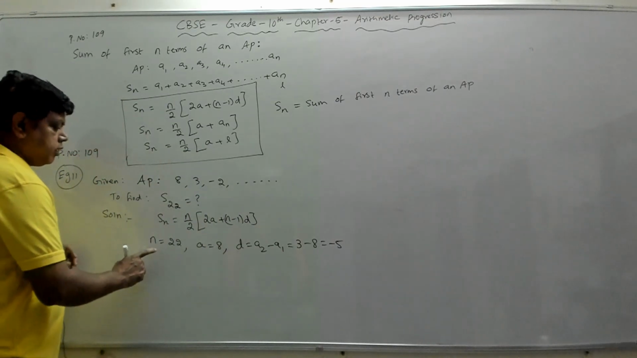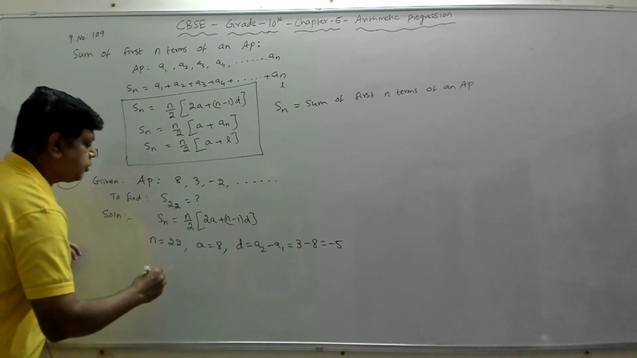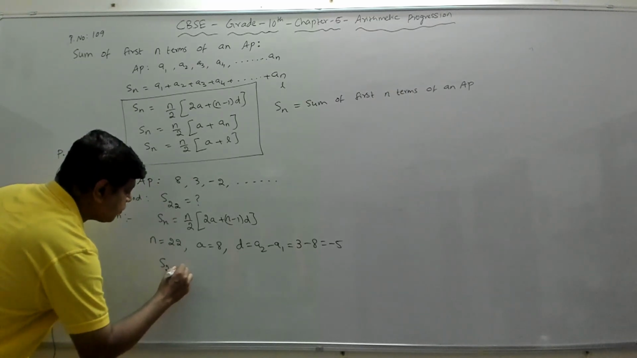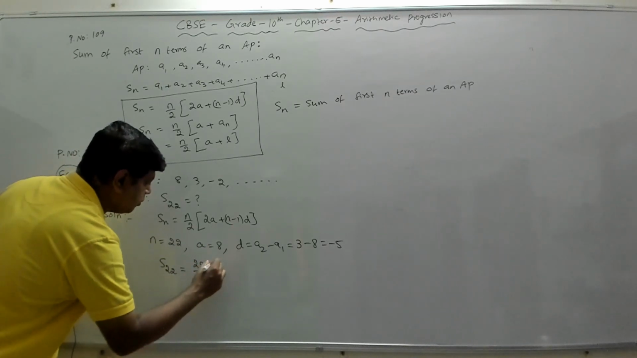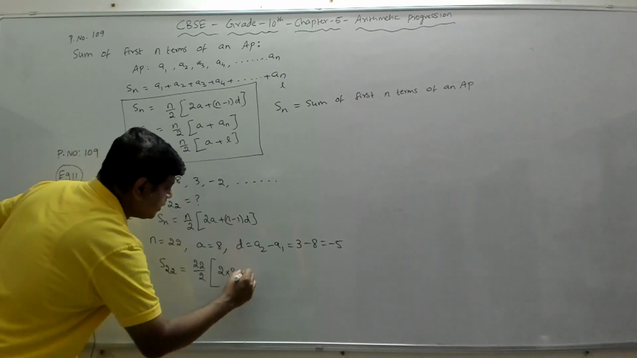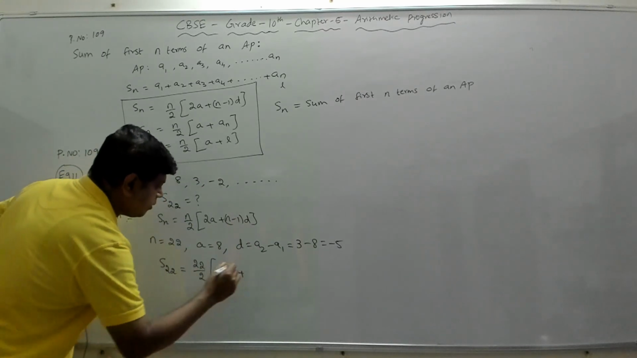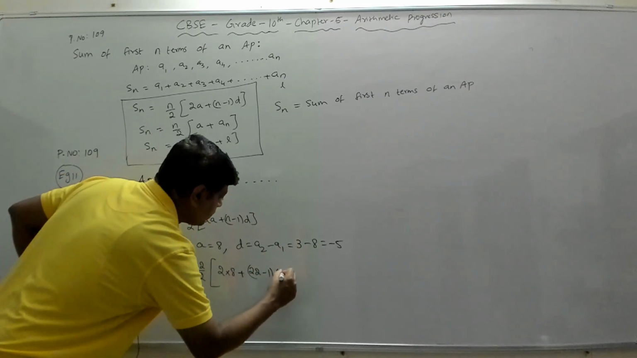So we know n, a, and d. We'll substitute all these in this formula. S22, the sum of first 22 terms, is equal to n by 2, which is 22 by 2, into 2a, a is 8, plus n minus 1, n is 22 again, so 22 minus 1, into d. D is minus 5.